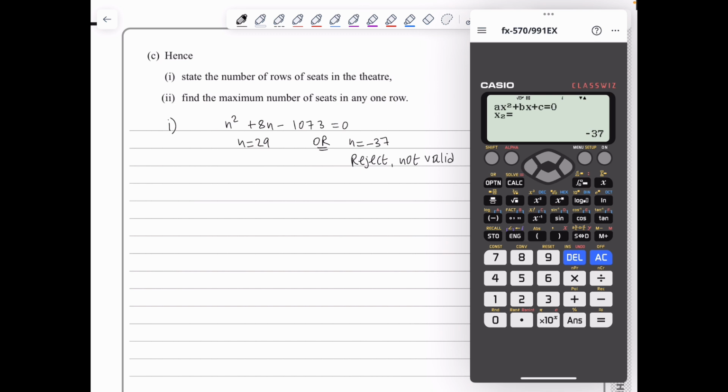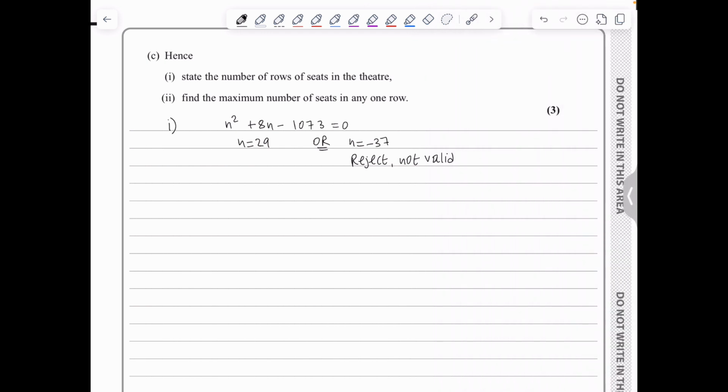So we've got the answer for the number of rows of seats in the theater, which means I can proceed in finding the maximum number of seats in a row, so that's going to be the number of seats in the last row. Well, we know that un is a plus (n minus 1)d, and I simply need to find the number of seats in the 29th row, so it's going to be 18 plus (29 minus 1) times 4, which gives an answer of 130 seats for the maximum number of seats in any one row.